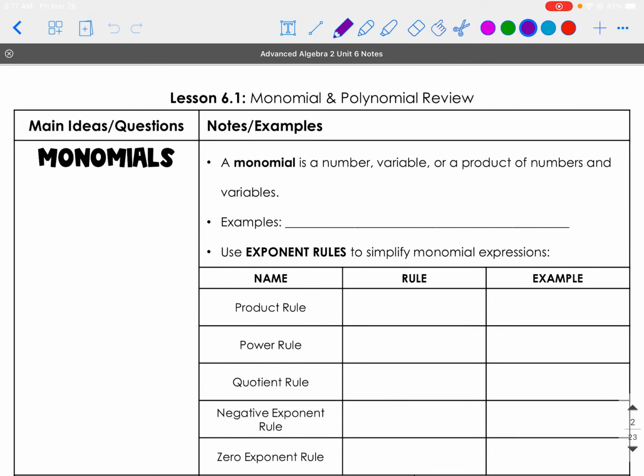Hey guys, today we are beginning Unit 6. So Unit 6 is going to be something brand new except for this lesson. This lesson we're actually starting out reviewing some things that you probably learned in Algebra 1 and have continued to use. So today's will feel pretty easy for you.